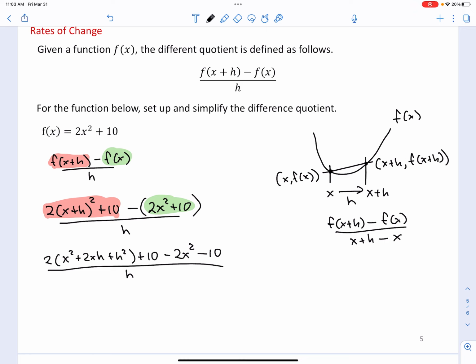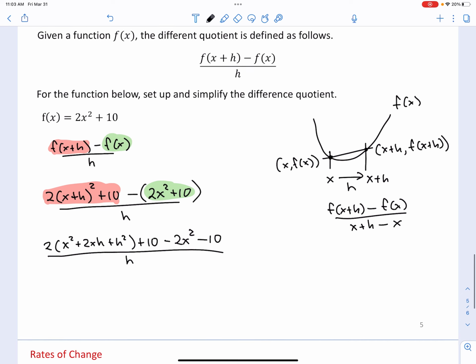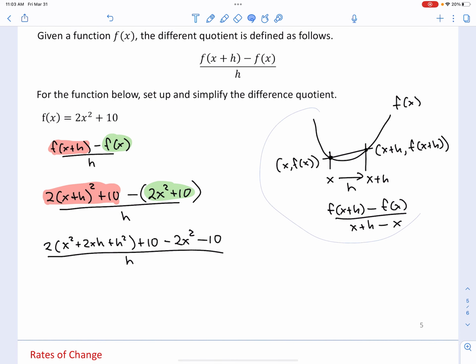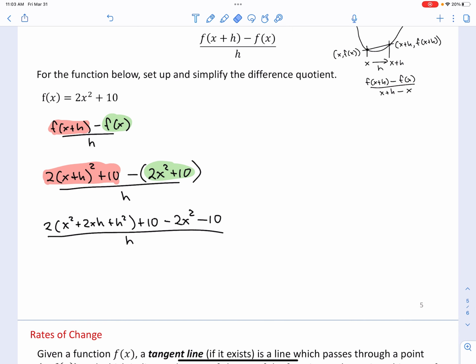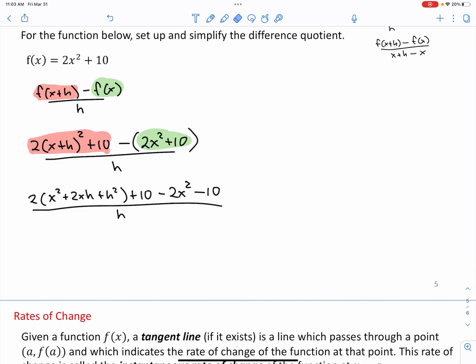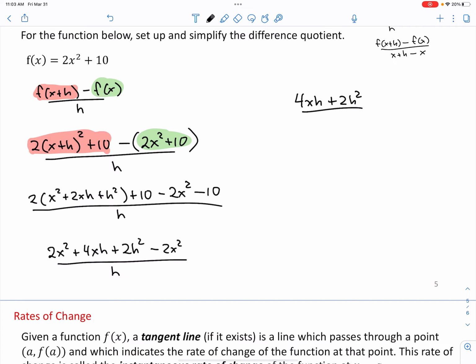Now a couple things we're going to do next. Notice the 10s are going to cancel each other, so I won't need to write them a second time. And let me also shrink this work down and move it out of the way. We'll probably need a little bit more space here. And the other thing is distribute the 2. So we have a 2x squared plus 4xh plus 2h squared. And then the 10s canceled, and then we do have that minus 2x squared still, and this is all over an h. Now notice the x squares cancel each other, so this takes us to now just 4xh plus 2h squared all over an h.